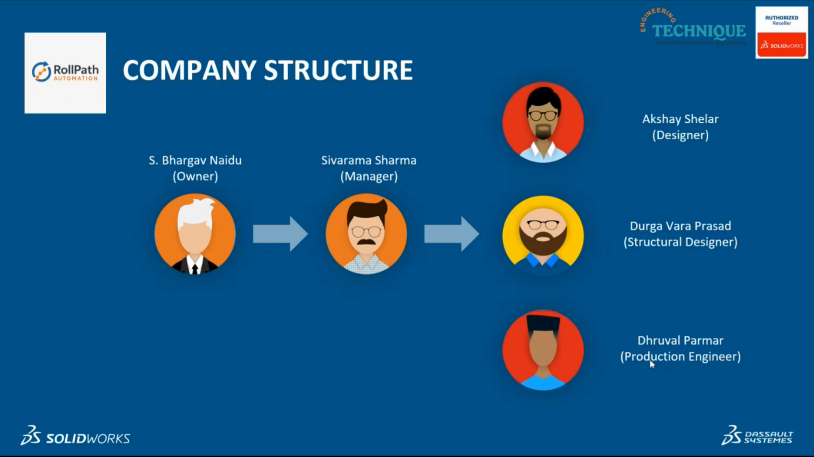Reporting to him are the key technical team members. Akshay Shelar, the designer, handles machining parts, sheet metal design, and assembly modeling, ensuring everything fits and functions as intended. Durga Varaprasad, the structural designer, focuses on the design of structural systems including frames, supports, and welding. Dhruval Verma, the production engineer, is responsible for drafting detailed manufacturing drawings and managing production activities on the shop floor. Now let's see how the entire team works together seamlessly using the 3D Experience platform, from production all in one connected environment.